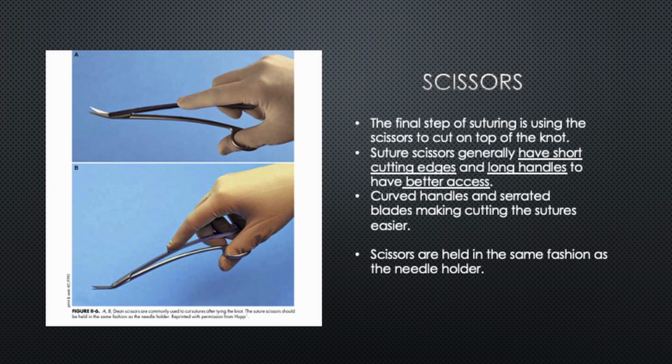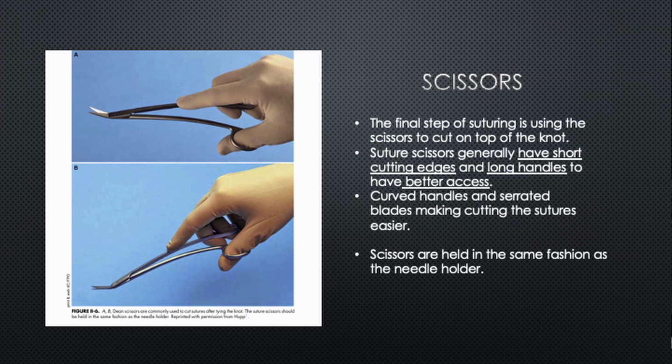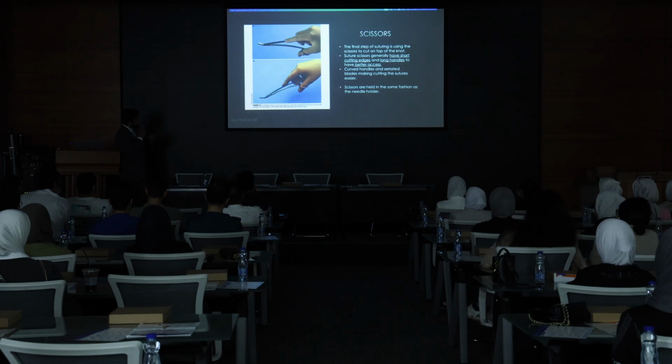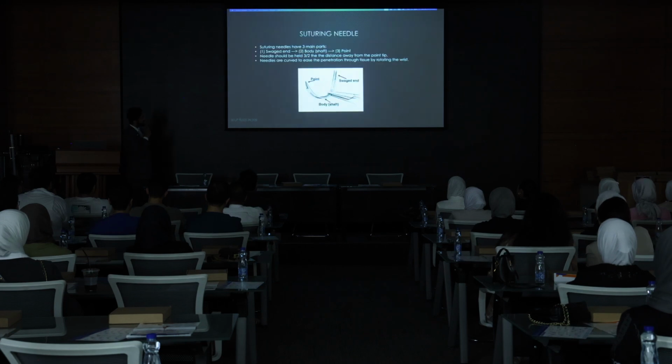This is the scissors. Usually it's long and thin. You want to cut the threads on top of the knot. The cutting edges are short, and the handles are long for better access. And the scissors are held in the same manner as the other instruments.